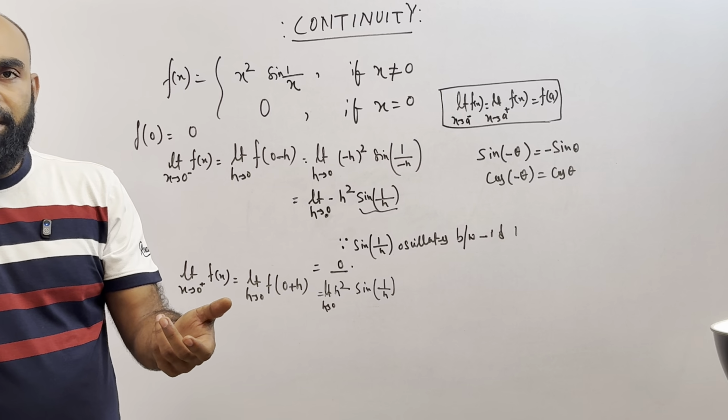So we can easily see that f of 0 is equal to 0. Limit x tends to 0 minus, that is your LHL, is 0. Limit x tends to 0 plus, that is your RHL, is also 0. So I will say the given function is continuous at x equal to 0. Note it down. Note it down quickly.